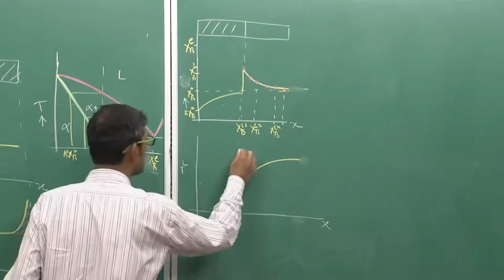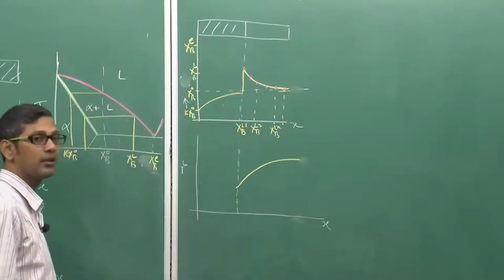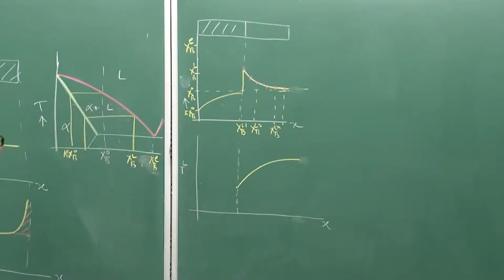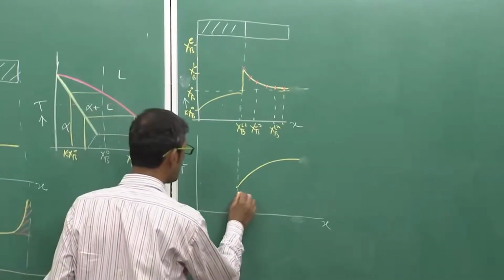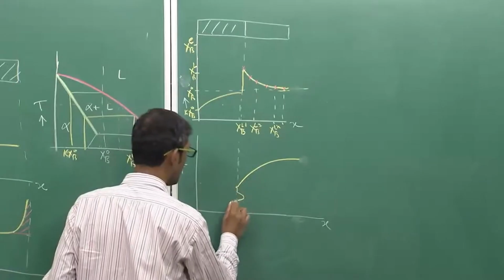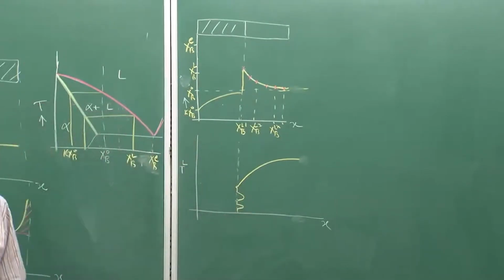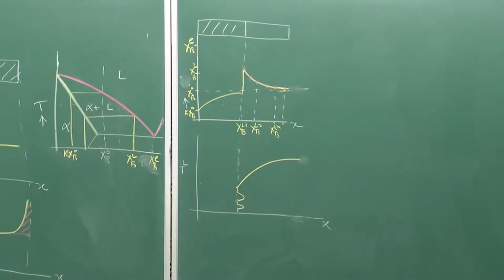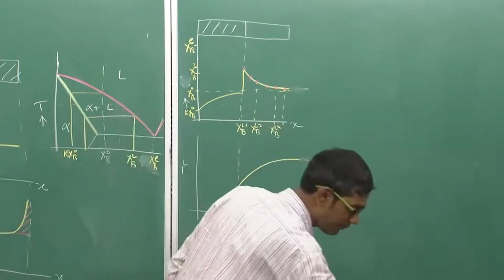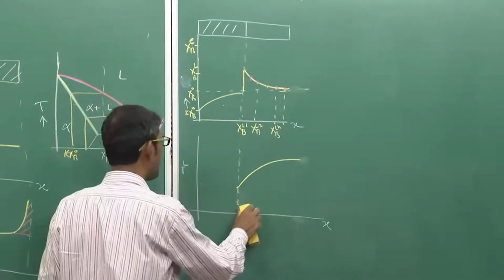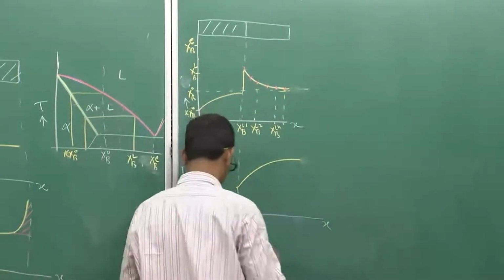Now, this is my interface. The question is this: if this interface develops a protrusion like this, or another protrusion like that, will these protrusions grow or not? If they do not grow, the interface will move like a flat. If they grow, the interface will break down and form dendrites. That is what will happen. So, under what condition will they grow? Obviously, this is my equilibrium liquidus temperature.